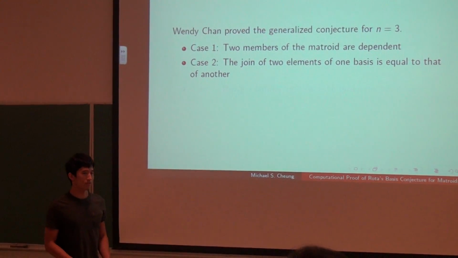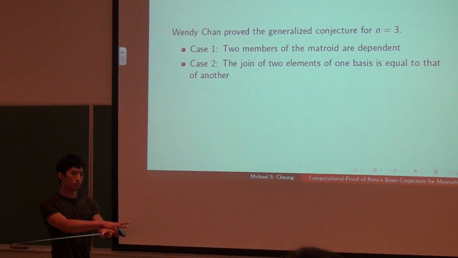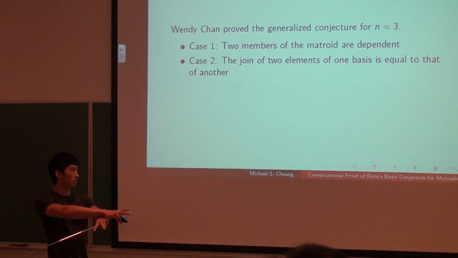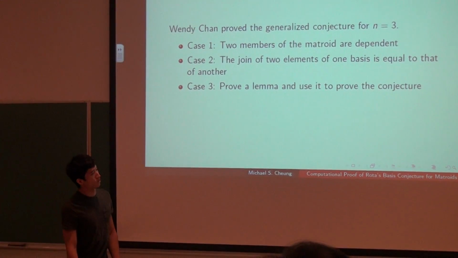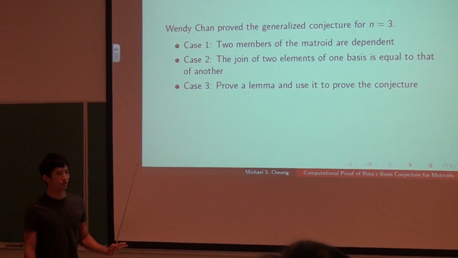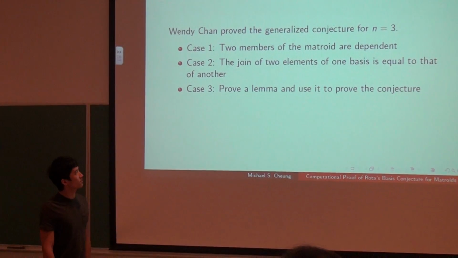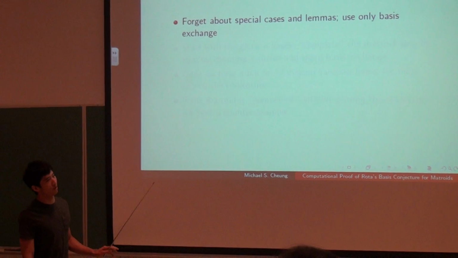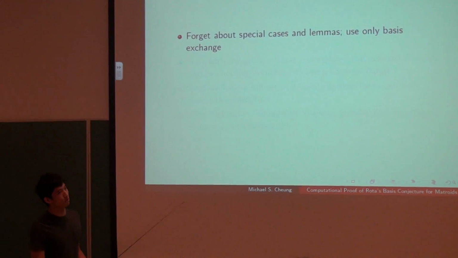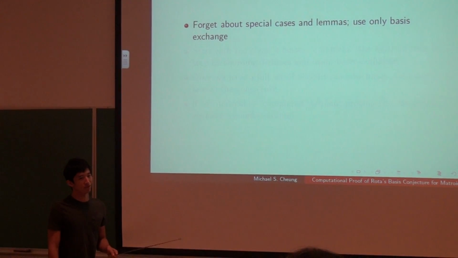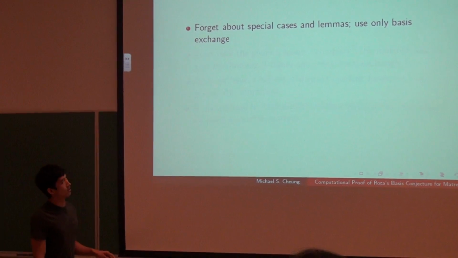So you can think of that as having 4 vectors, and 2 vectors span the same plane as 2 other vectors. And in case 3, she proves a rather abstract, complicated lemma, and uses that to prove the conjecture. And so my approach is to forget about all these special cases and lemmas, and use only that basis exchange property that I introduced in the beginning.